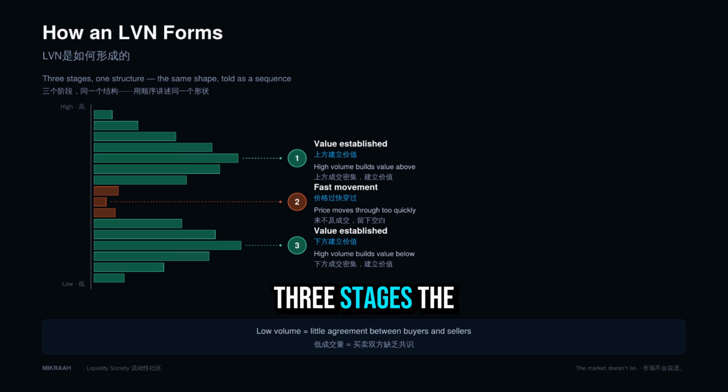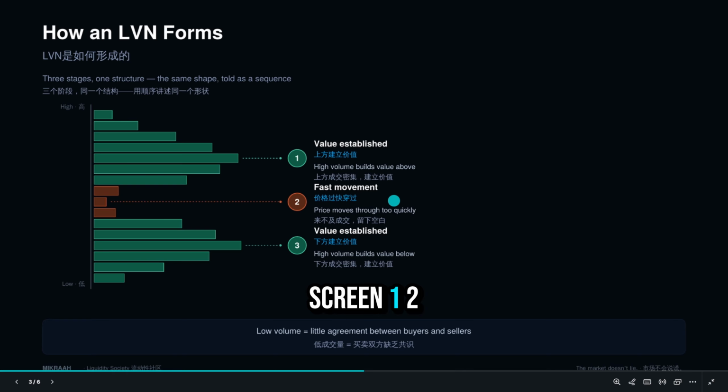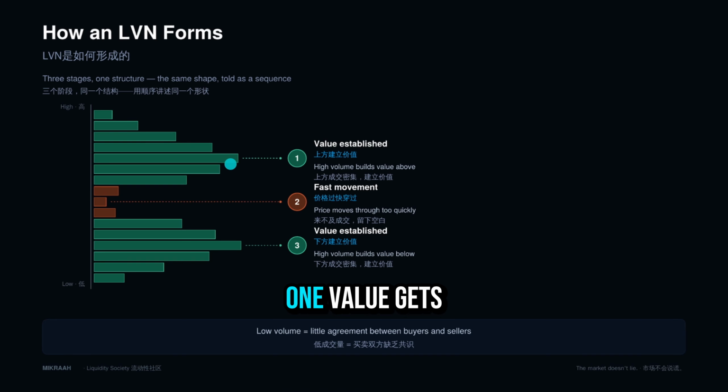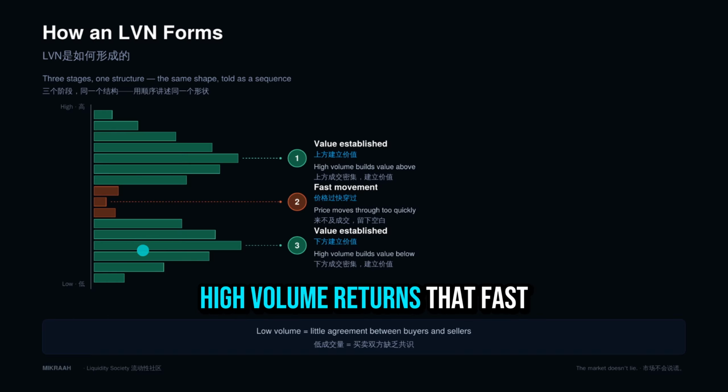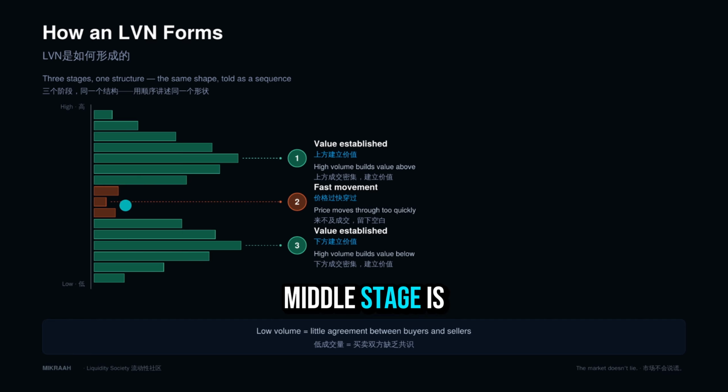Three stages, the same shape. You can see them numbered on screen. 1, 2, 3. One, value gets established above, high volume, the market agrees on a range. Two, the price moves through the next area too quickly for anyone to transact. Three, value gets established again below, high volume returns. That fast middle stage is what leaves behind the low volume node.